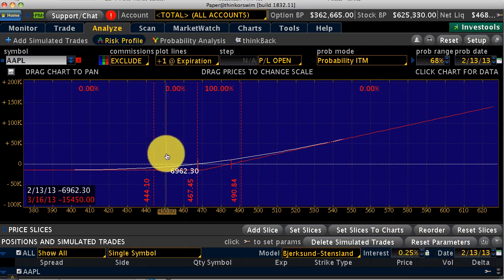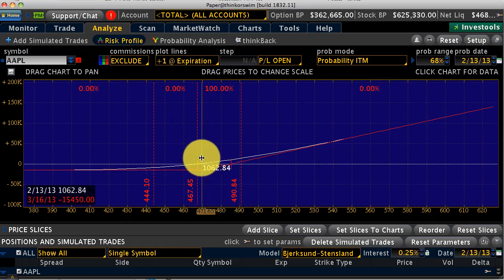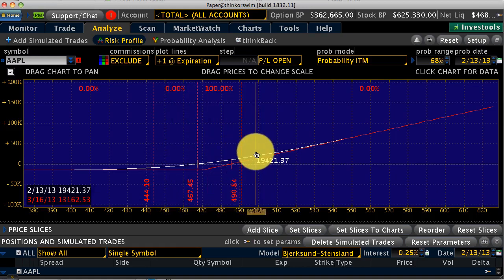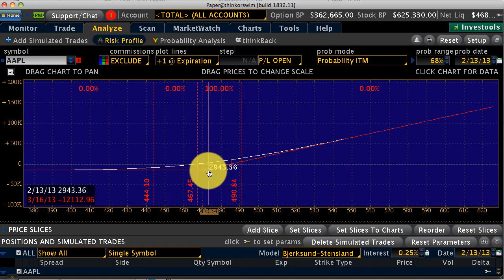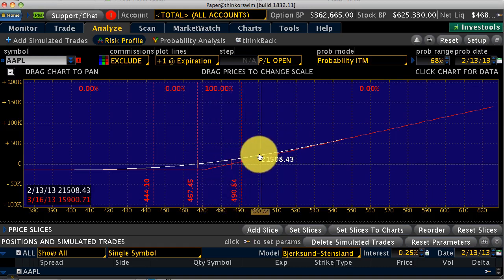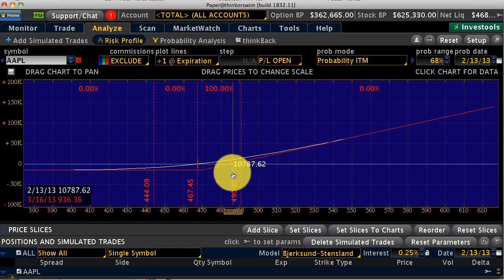The important thing is, on a daily basis, if you want to see what your position will do, you have to look at the white line and not the red line, because the white line tells you what your position is going to do today. So in the next 5 days, let's say Apple went from 467 to 500. This position is showing you that if it goes to 500, you have a profit of $20,500. But in the next 5 days, you're going to see some time decay as well.